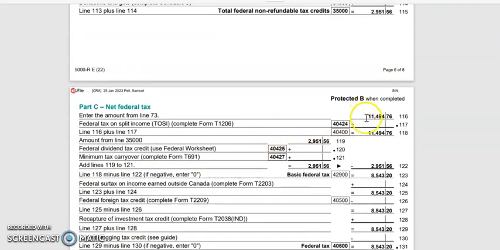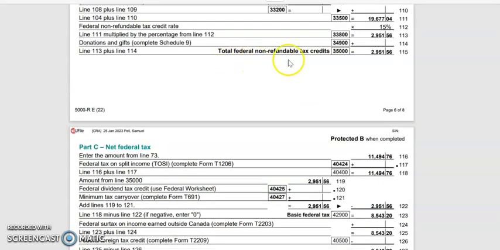The 11,494.76. We don't have to split income, that's blank, so we carry down the 11,494.76. Then here, the amount from line 35,000. That is the total federal non-refundable tax credit that we just calculated on the previous page. We carry that down. We carry it down and bring it over to line 122. And then we subtract that.